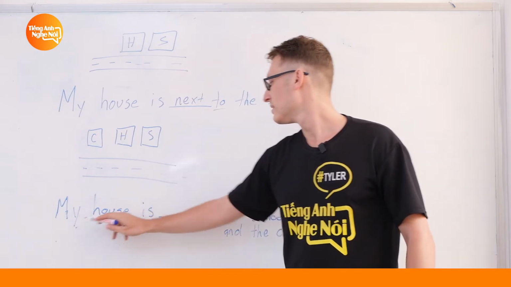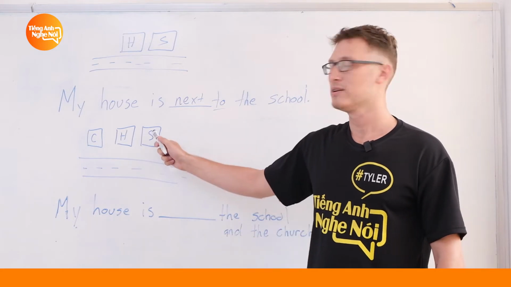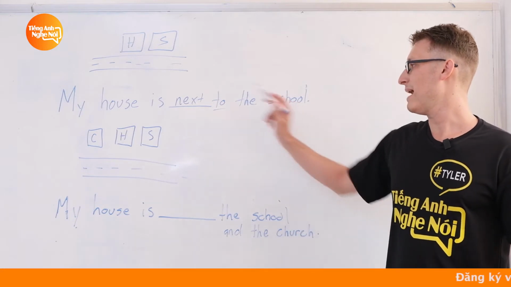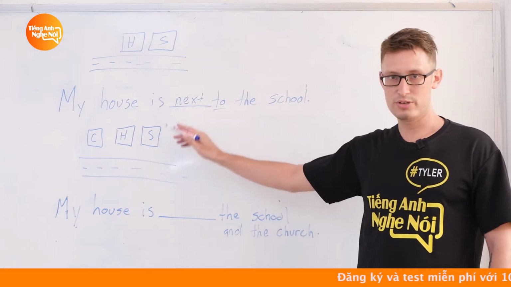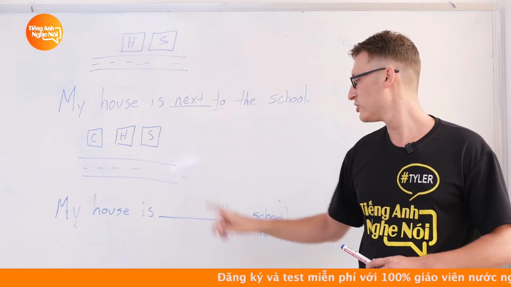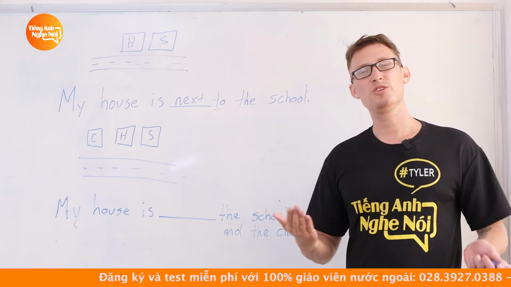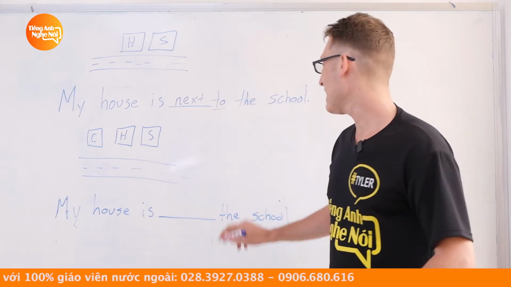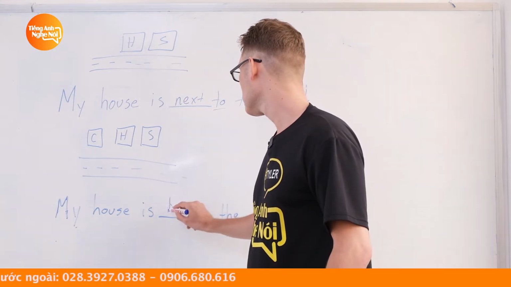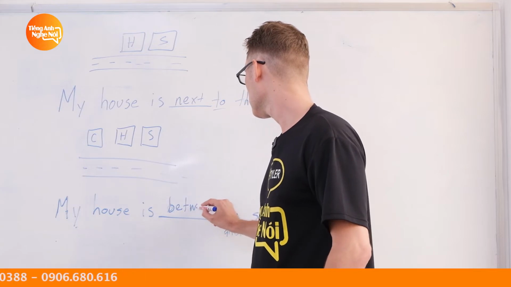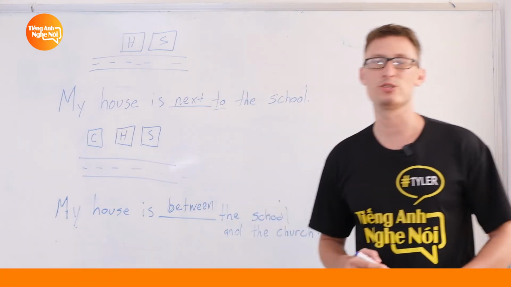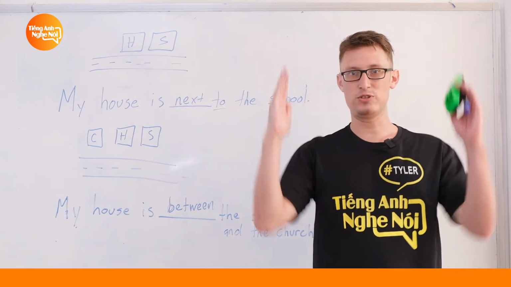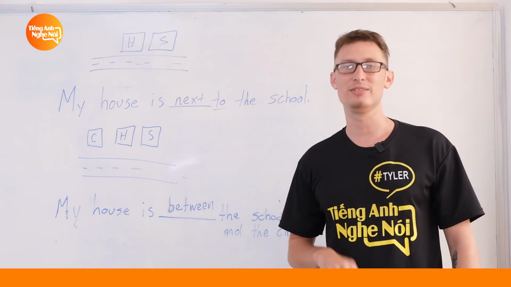Now, my house is between the school and the church. What word do you think we need to say here? My house is between the school and the church. It's between. When you have two things on one side in the middle, that is between.